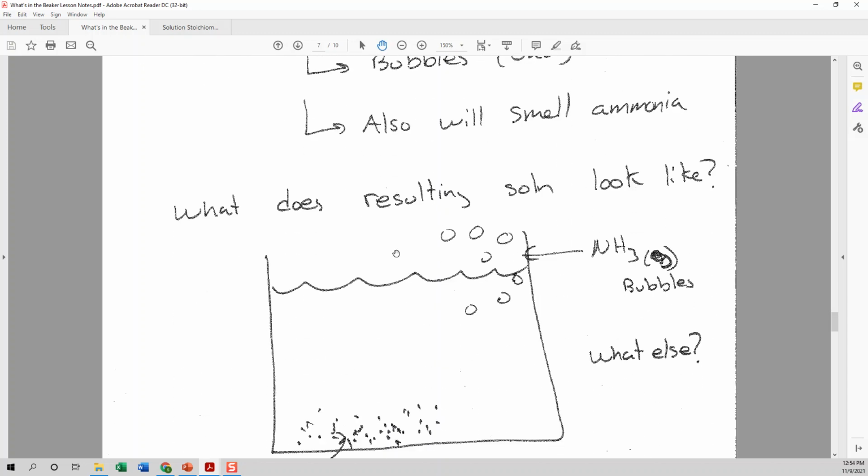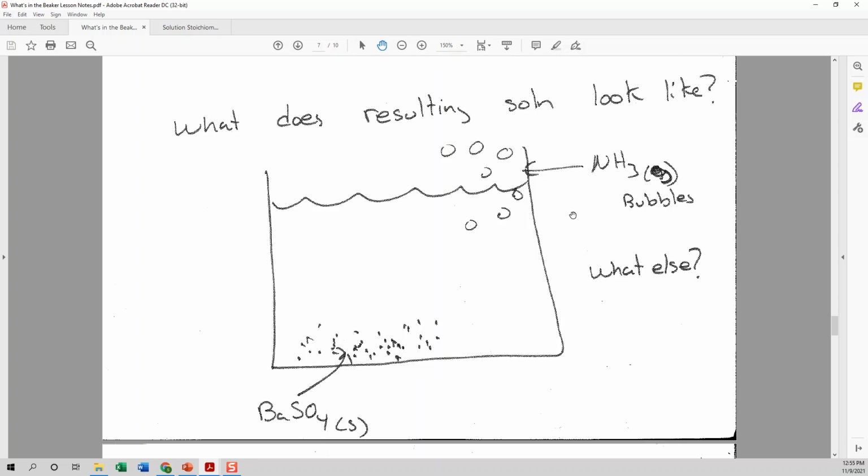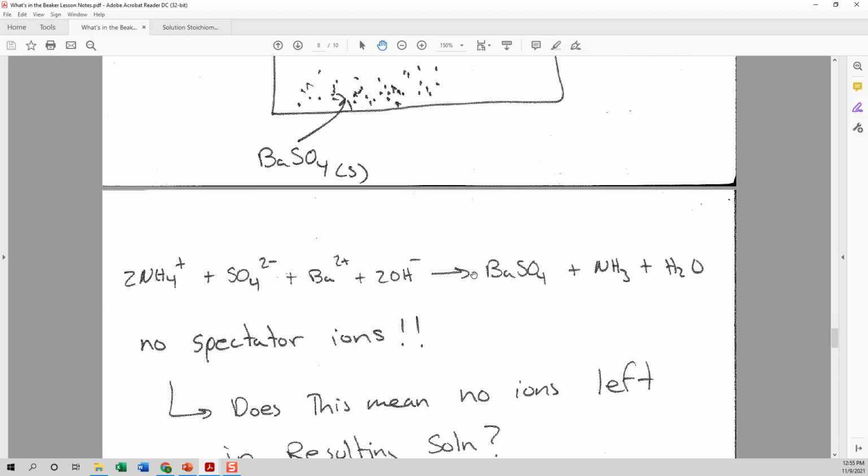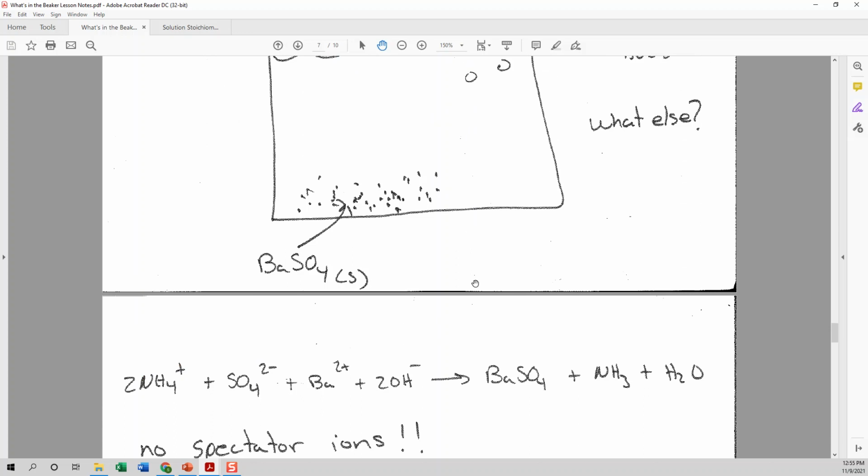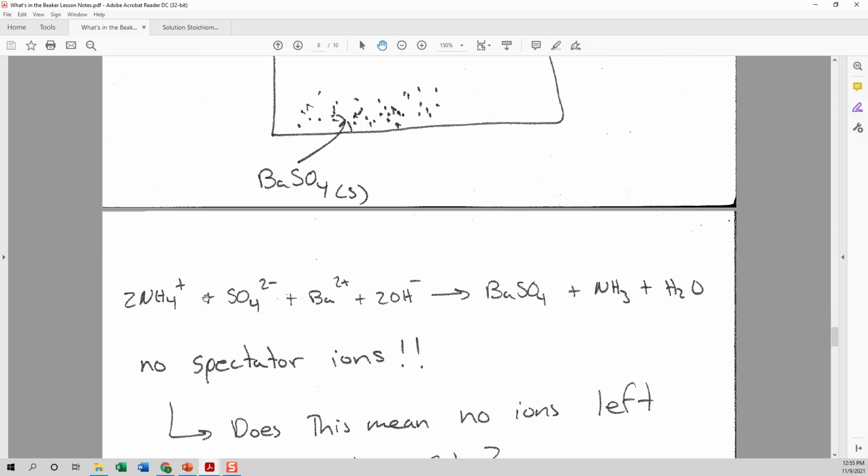All right, so what does the resulting solution look like? Well, we got a precipitate floating down at the bottom. Maybe we'll see some bubbles, but a gas will be escaping through the top. And really, instead of seeing bubbles, we'd actually smell the gas, okay? But what else? Let's see if there were any spectator ions. If we look at the net ionic equation, we would separate the ammonium sulfate, we would separate the barium hydroxide, but all these would stay together, solid, gas, liquid. So notice none of our ions cancel out. We don't have spectator ions.